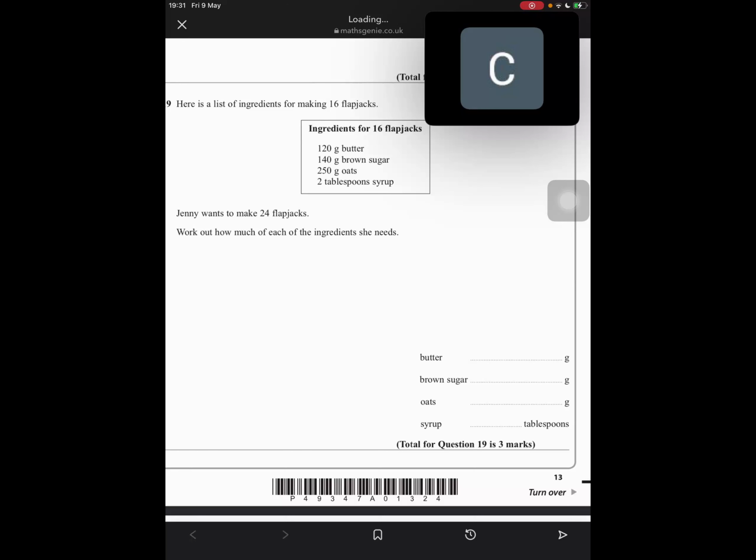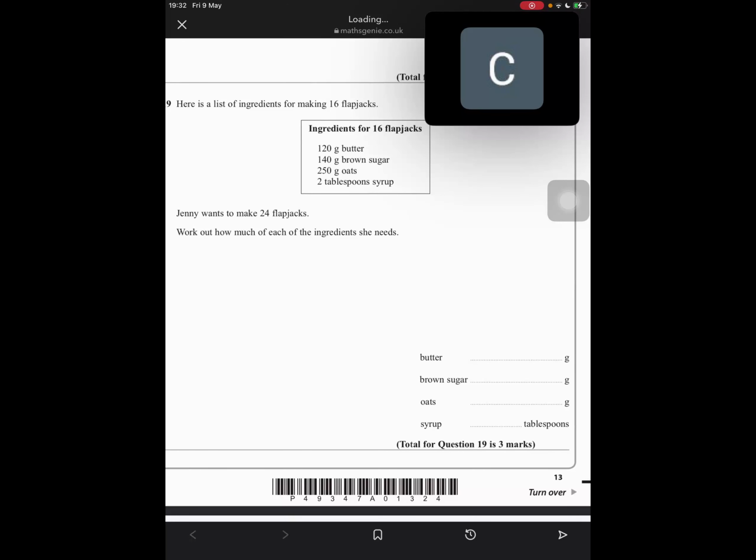For 16 flapjacks, I need 120 grams of butter. Then for 24 flapjacks, I would need 120 grams of butter plus half of 120. That is what we'll need for 8 flapjacks. 120 plus 60 is 180. So for butter, you can put 180 there. Okay. I hope you understand what I'm doing now. Yes. Good. Let's do the same thing for the next one.